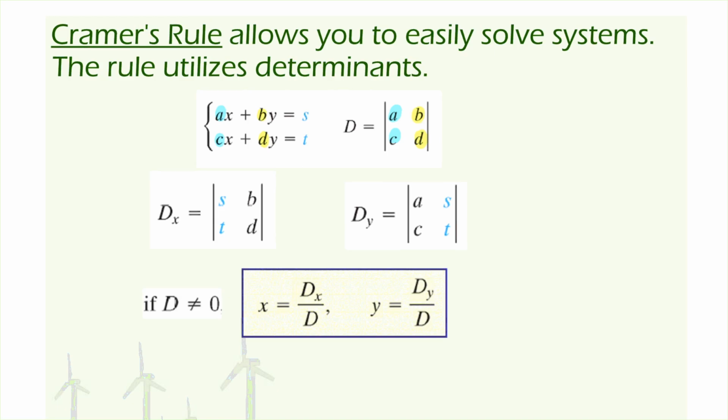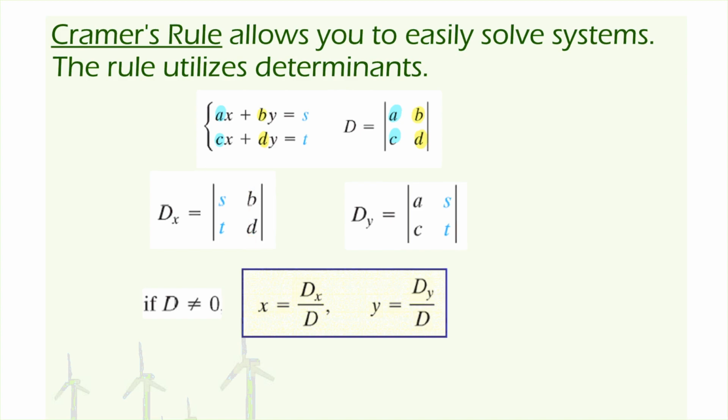Now we do need to calculate 2 other determinants. One is called dx, and it helps you to find what x equals. What you do to find dx is you replace the x coefficients with the constant terms s and t in the determinant matrix D. So we're replacing the x coefficients with s and t, the constant terms, and we keep the y coefficients the same right here, and then we'll find the determinant of that.